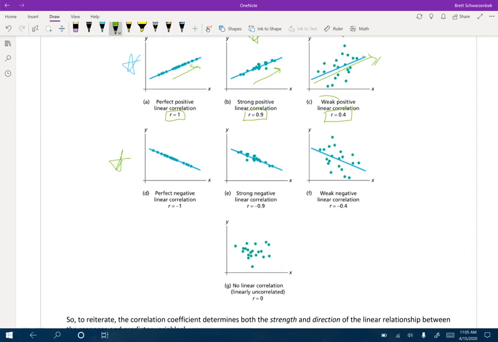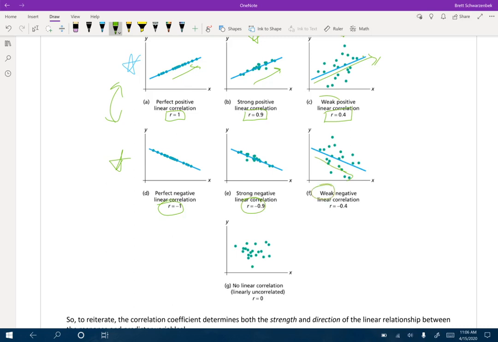Moving on, sort of the opposite of this one. Let's say you had a falling line with all the points on the line. It would be a perfect negative linear correlation of r equals -1. Let's say we took the points and they're only a little bit about the line. It would be -0.9. Let's say we had points that were definitely in a falling direction as a whole, but they're pretty much scattered about.